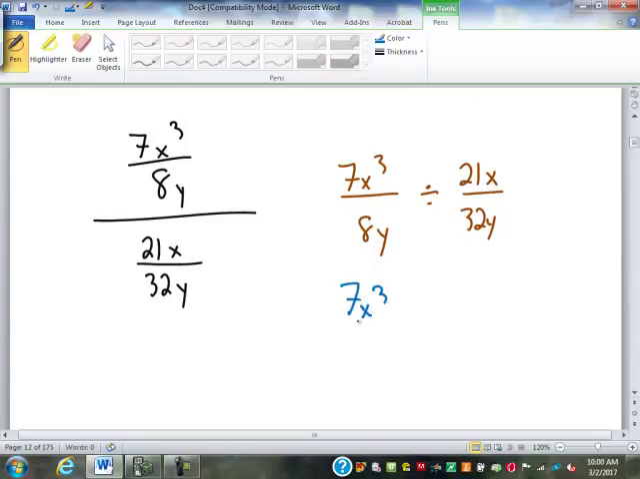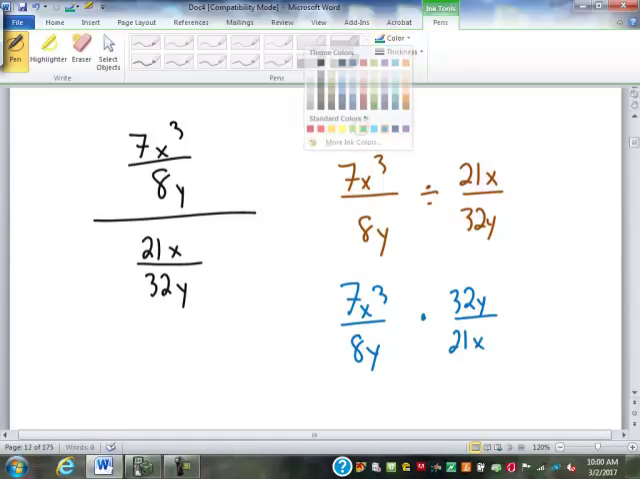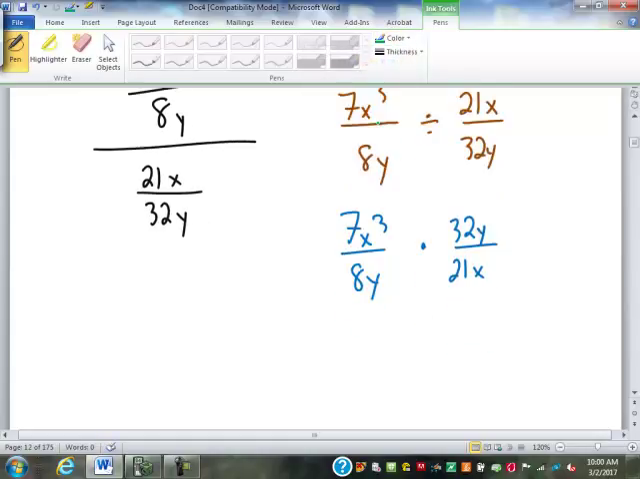The 7x to the third over 8y is not going to change. This is going to become times 32y over 21x. And now I generally will pull out the numbers.